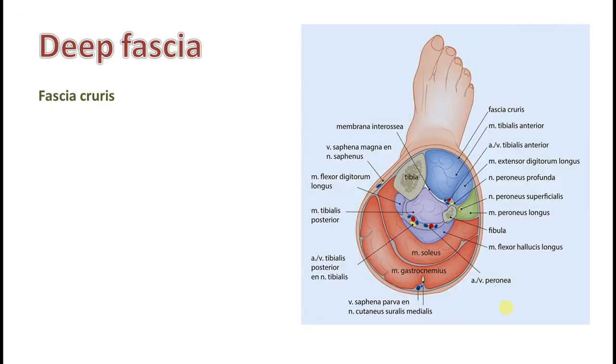Now coming to the disposition of the deep fascia: the deep fascia of the leg is called the fascia cruris. It surrounds the whole of the leg and encloses all three compartments: the extensor compartment, a small lateral or peroneal compartment, and the large and massive posterior or flexor compartment. It is like a tight sleeve, the same as the deep fascia of the thigh.